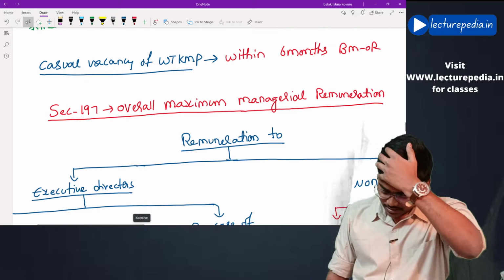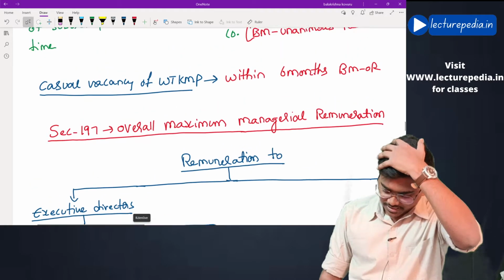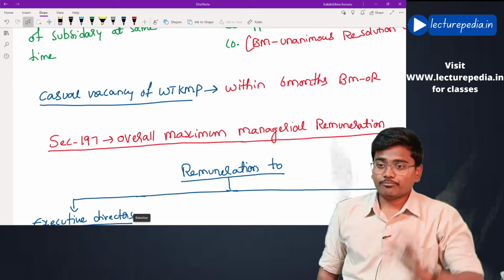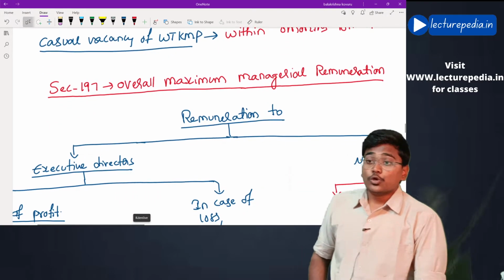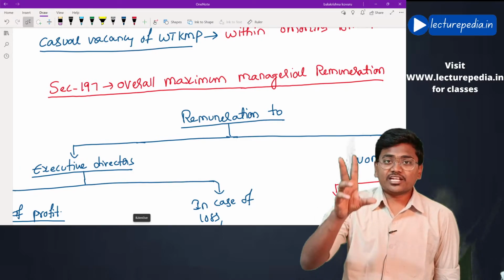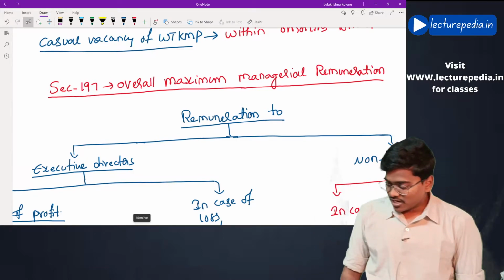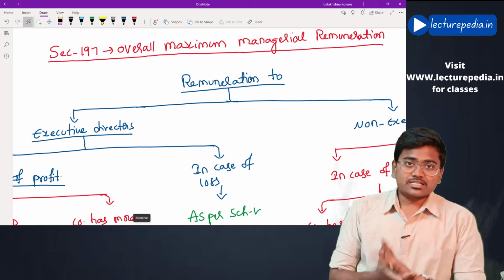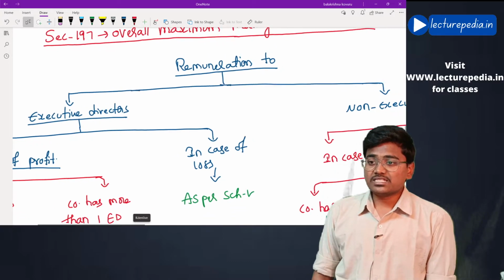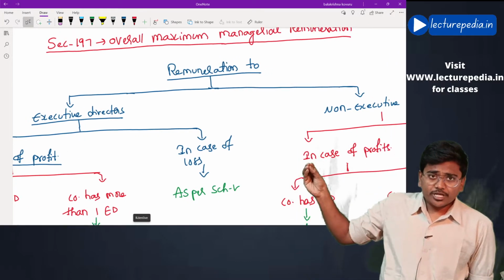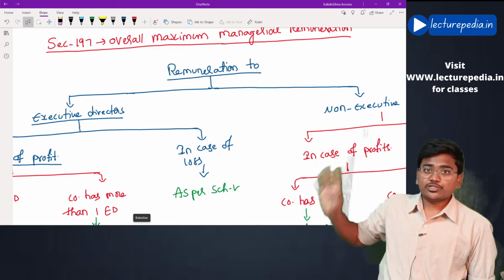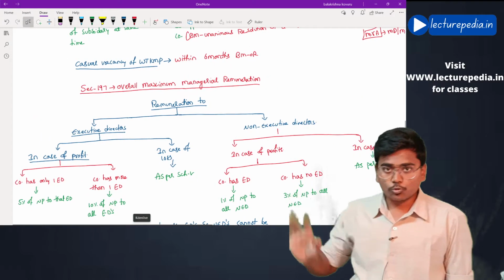Next, section number 197. We have completed section number 196, section number 203. Moving to section number 197, which deals with the overall maximum managerial remuneration that can be payable to the directors. First of all, I will be dividing this remuneration payable to the directors into 2 parts. First one is remuneration payable to executive directors and remuneration payable to non-executive directors. Okay, these are the 2 parts.